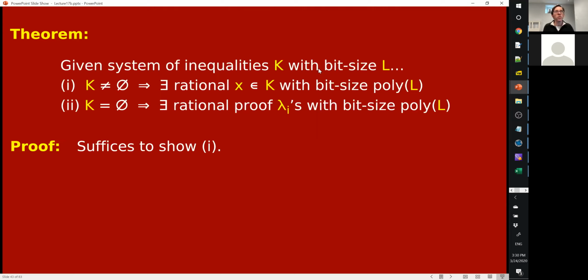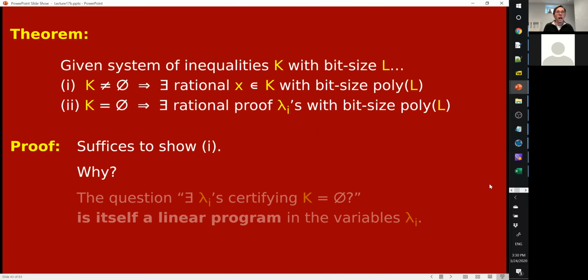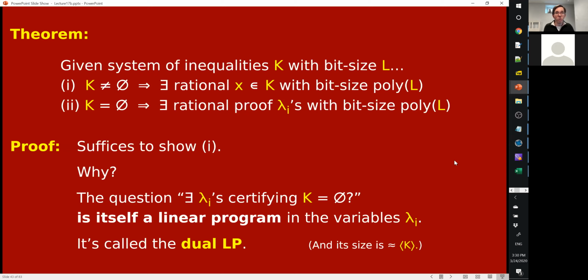Well, if we suppose we knew it was true for bullet point 1, how could we reason about polynomial bit size for the lambdas in the case where it's unsatisfiable? Well, and this is a bit of a detour, but the reason is, when you're interested in the question of given K, are there lambdas which certify that K is unsatisfiable? This itself is a linear programming problem in the variables lambda. So I'll talk about why that's the case in a moment. But this is called the dual linear program.